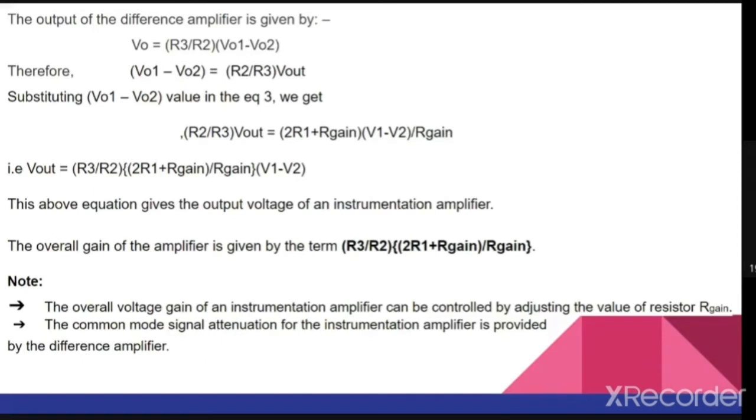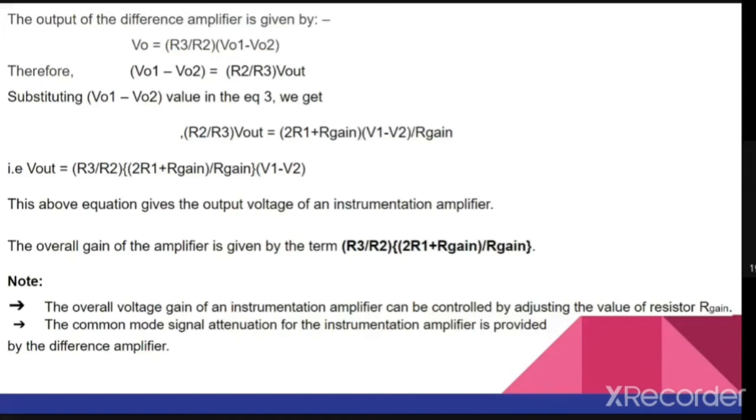The output of the difference amplifier is given by Vout is equal to R3 divided by R2 into (Vout1 minus Vout2). Therefore, Vout1 minus Vout2 is equal to R2 divided by R3 into Vout. Substituting the Vout1 minus Vout2 value in equation 3, we get R2 divided by R3 into Vout is equal to (2R1 plus Rgain) into (V1 minus V2) divided by Rgain.